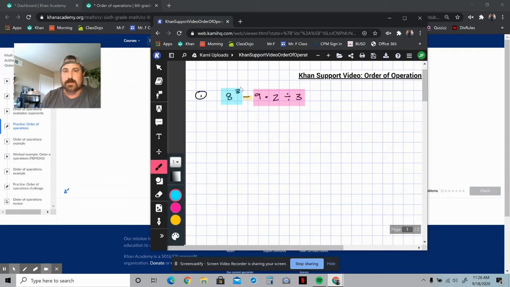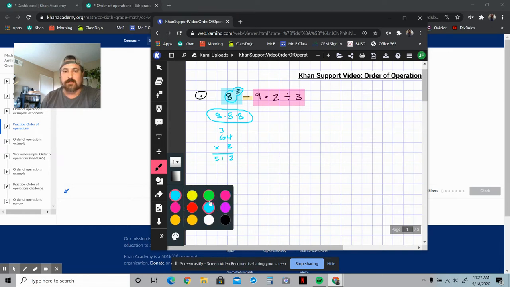So the blue term is going to be 8 to the third power, and 8 to the third power is just 8 times 8 times 8, right? So it's the base number times itself 3 times. So that's going to be 8 times 8 times 8, which is 64 times 8. And 64 times 8 is going to be 8 times 4, which is 32, and 8 times 6, which is 48, plus 3, which is 51. So 8 to the third power is going to be the value of 512. So that's worth 512. And we're going to be subtracting from that whatever this pink value is over here.